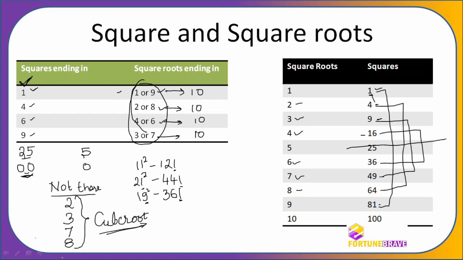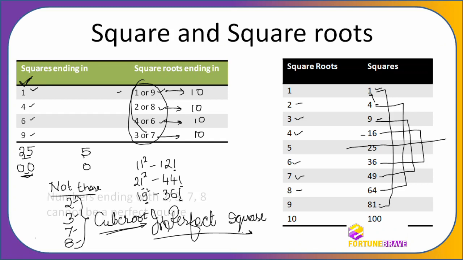So please remember this. One more thing, whenever a number is ending in 2, 3, 7 or 8, then it cannot be a perfect square. That you can remember. If any question comes where the number is ending in 2, 3, 7 or 8, you can say it's not a perfect square. Is that clear, my dear friend? Okay. So once we understand this, we'll be able to solve some questions.